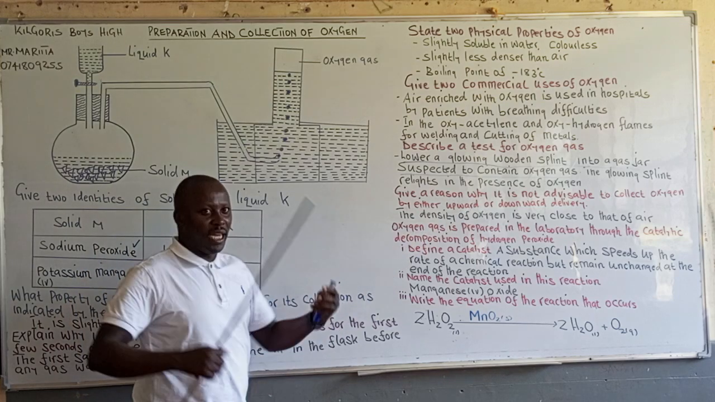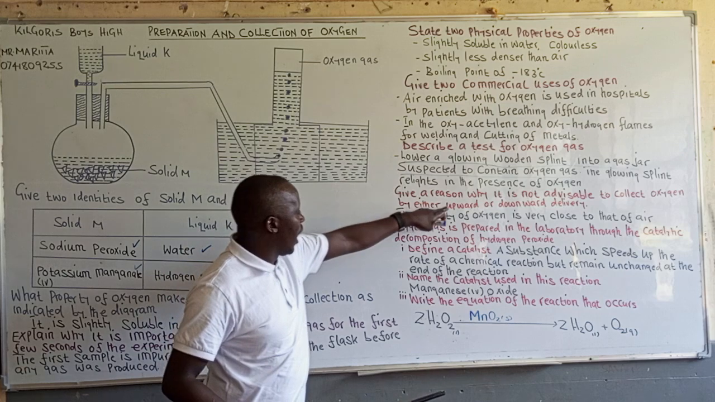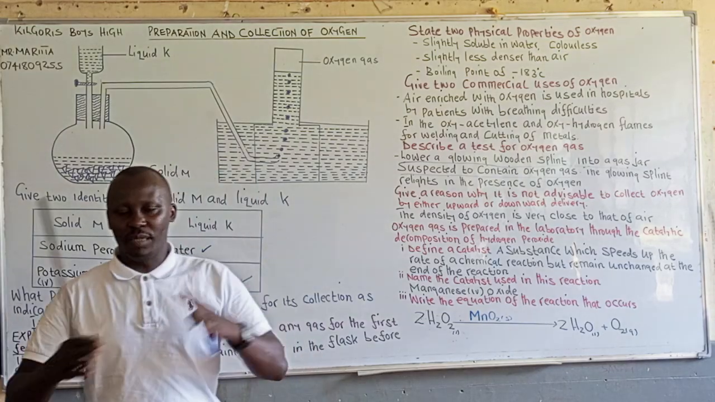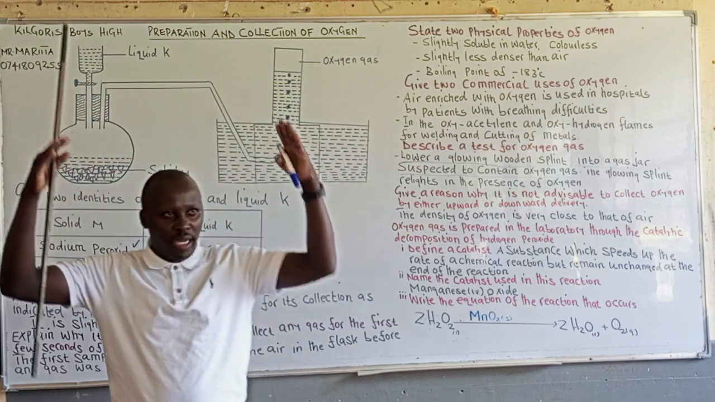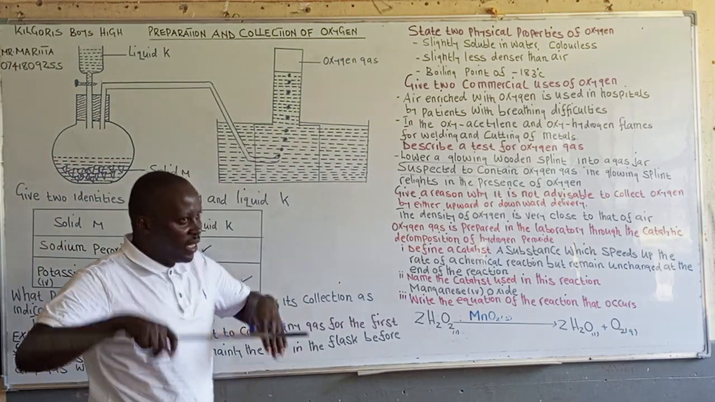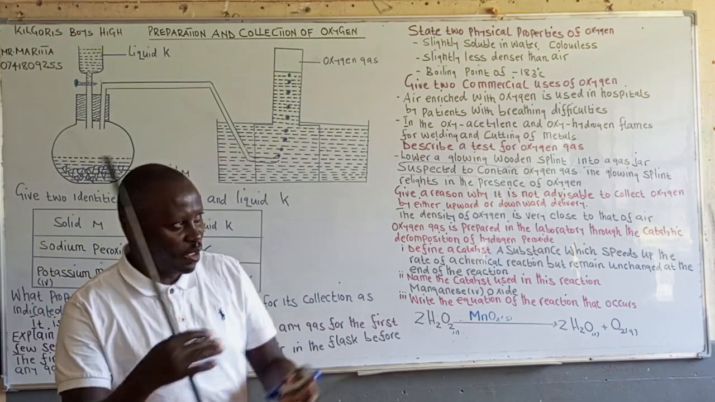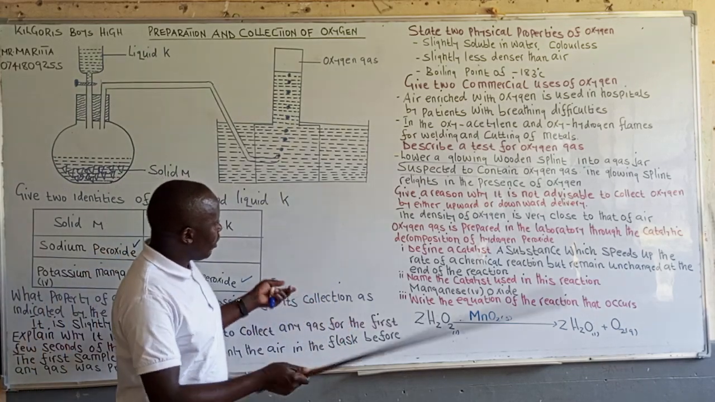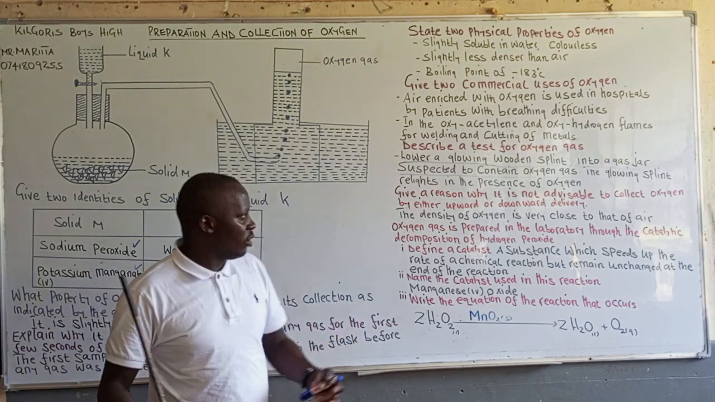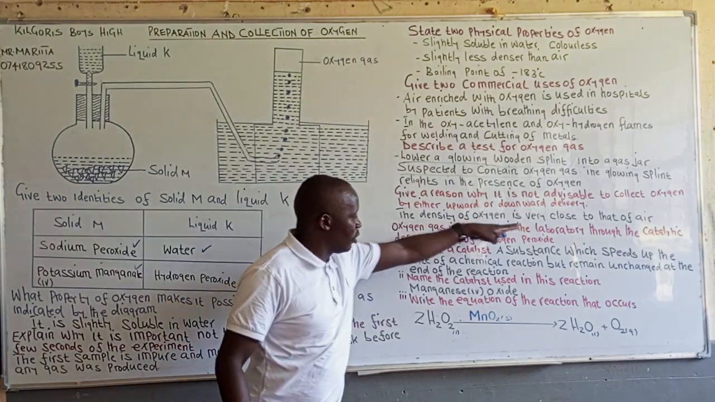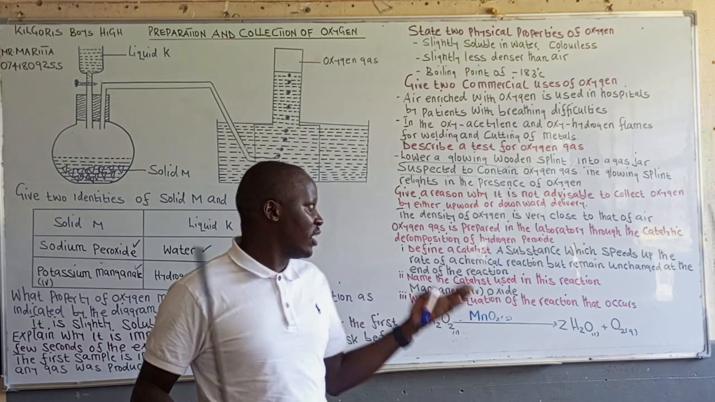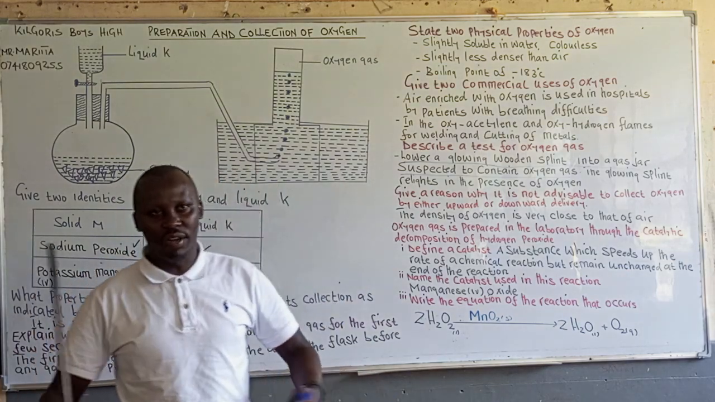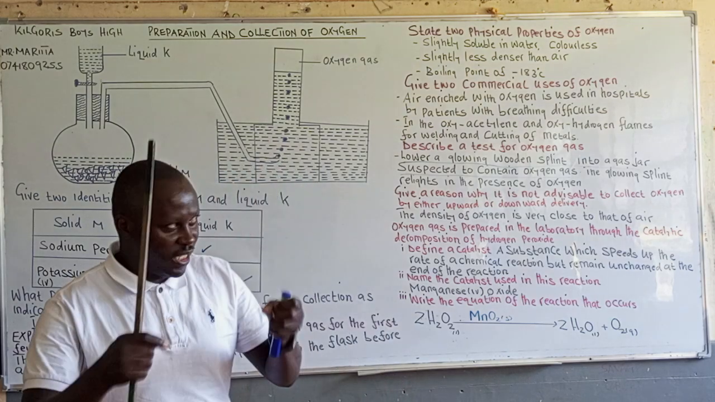Give a reason why it is not advisable to collect oxygen by the upward or the downward delivery. Why is it not advisable that oxygen gas be collected by the upward delivery or the downward displacement of air? Why is it that we are not collecting that gas by either of the methods, upward or downward? You can say that the density of oxygen is very close to that of air. What are the possible methods of collecting the oxygen gas? If you cannot collect it by the upward delivery or the downward delivery, dry oxygen gas can be collected by the use of a syringe.